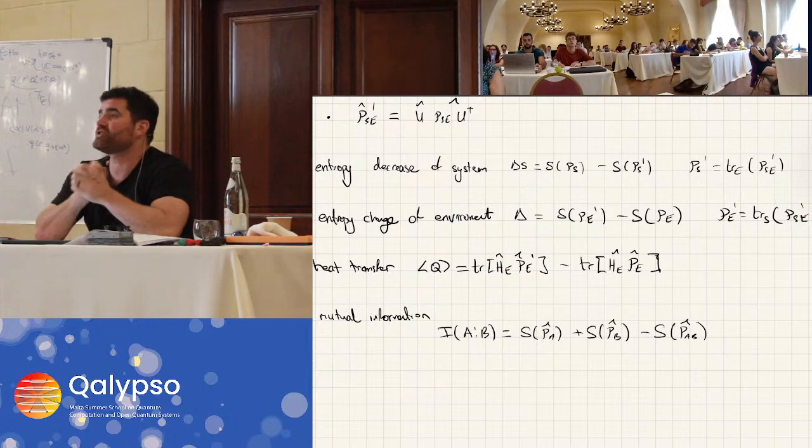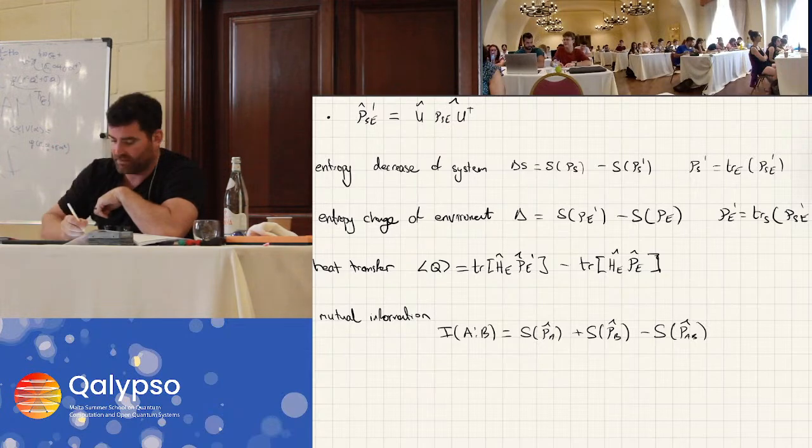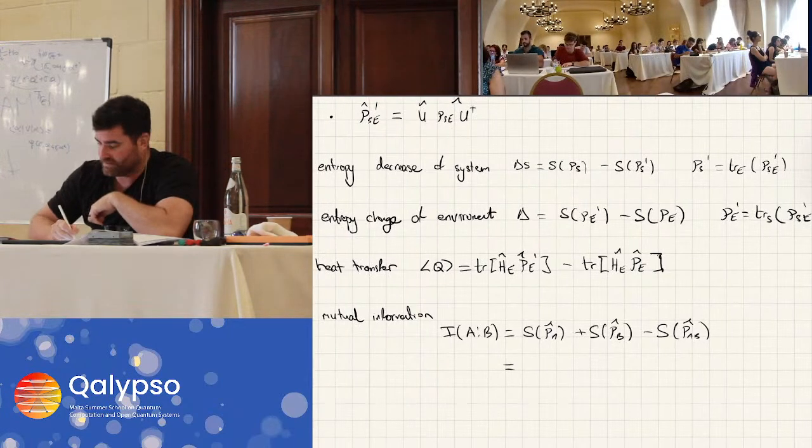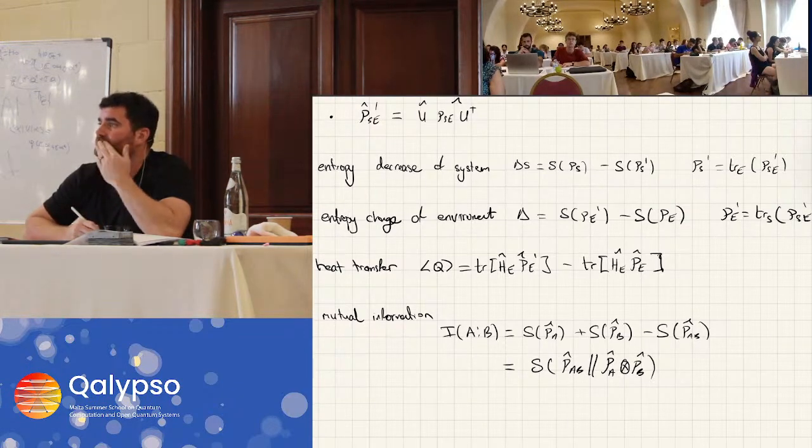And the mutual information in general can also be written as a relative entropy, okay? I guess people know that you can always say that this is the quantum relative entropy between rho AB and rho A tensor rho B. They're equivalent. Okay? So obviously if you have an uncorrelated state, the mutual information is 0, and this is a measure of the correlations between state A and state B. And we're going to use this now at the level of the system and the environment.